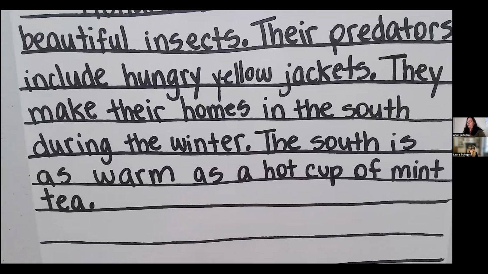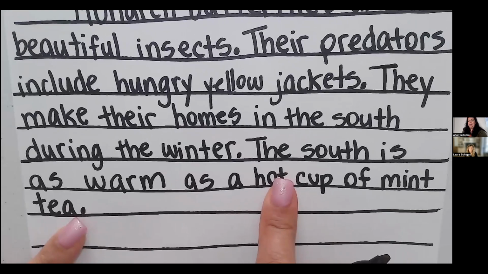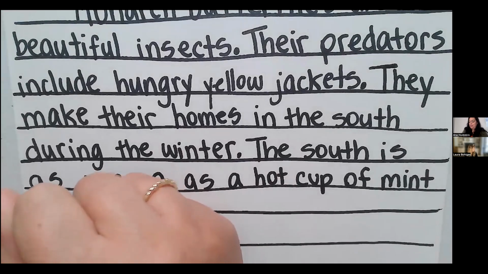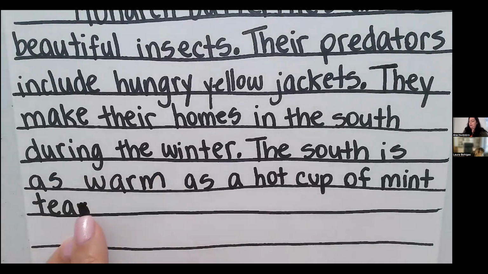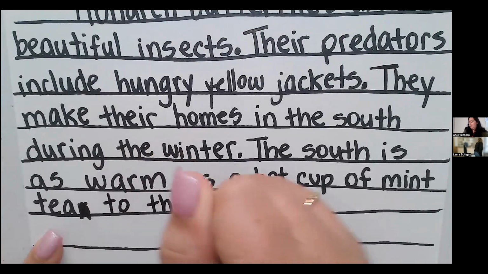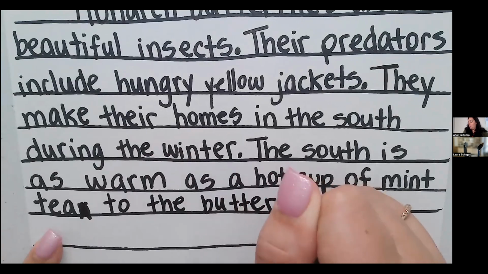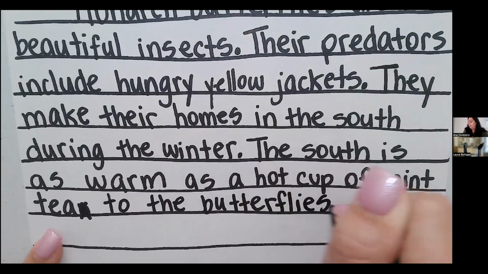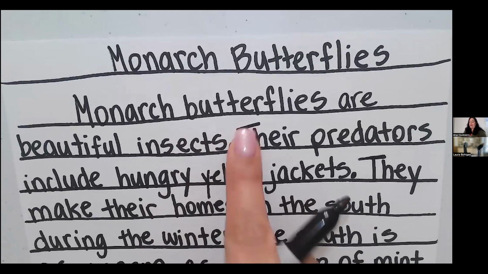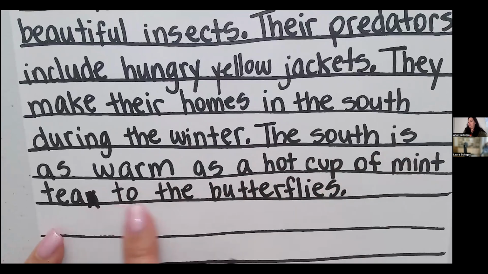Okay, so let me see. Now I'm starting to really not like this sentence because it seems like I'm going somewhere else. So I'm going to add, this is where I wish I had a pencil, "to the butterflies," because I always want to keep my paragraph focused on what the topic sentence is about. And the topic sentence is about butterflies, right? So the South is as warm as a hot cup of mint tea to the butterflies.